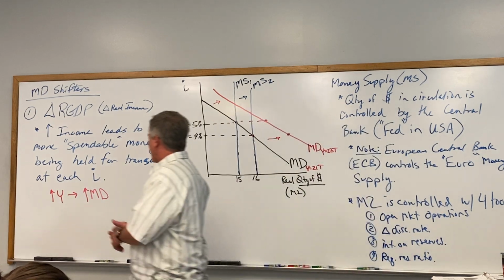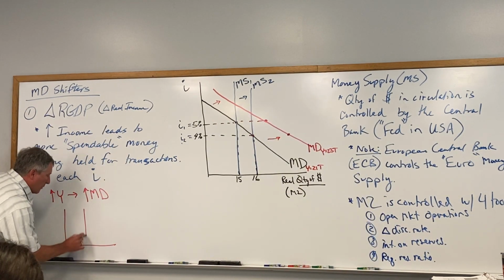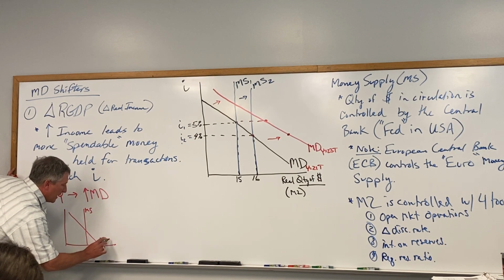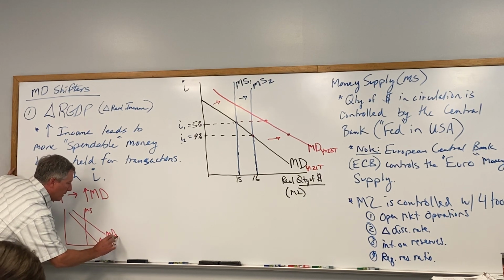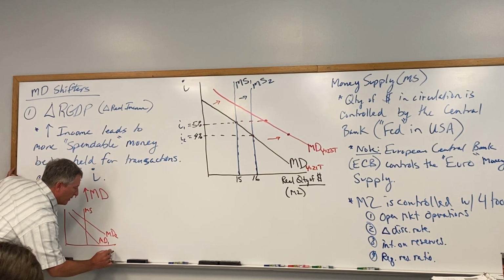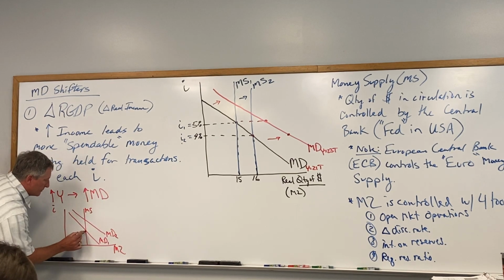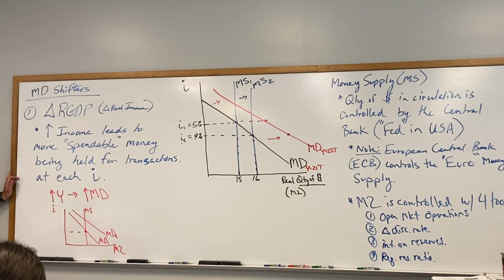I see enough blank stares that we need to redraw here. Draw one money supply. Money demand 1, money demand 2. What was the question again? What happens to the interest rate? Doesn't seem to move, but I bet that's not the right answer. Doesn't seem to move? It goes up, goes way up.